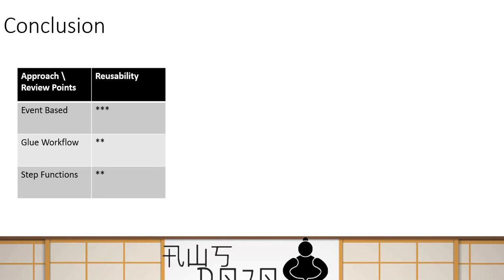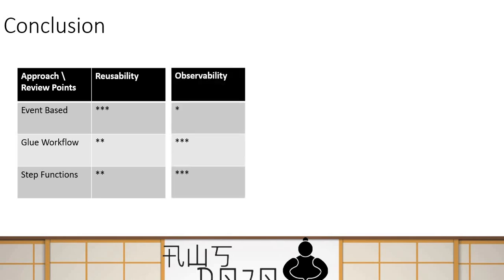Glue and step function also provide reusability, but it's pipeline by pipeline development. So you can create reusable Glue jobs, but end of day, in order to run the pipeline, you have to create the whole pipeline end to end. And this development is again pipeline by pipeline. So from a reusability point of view, the event-based approach has a strength. However, Glue and step function both have the same kind of strength.